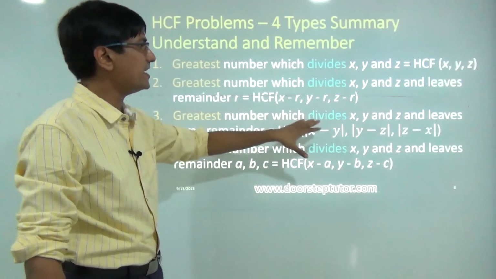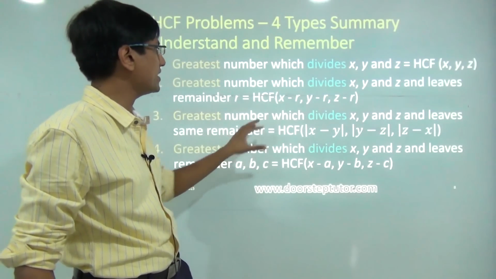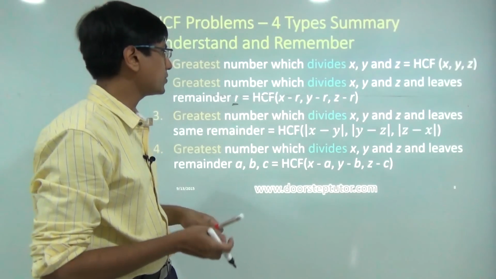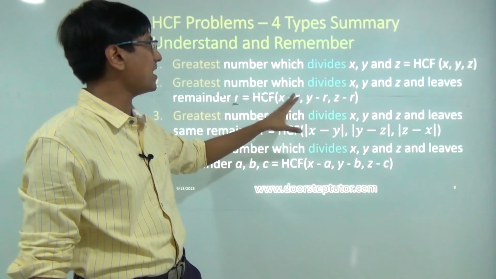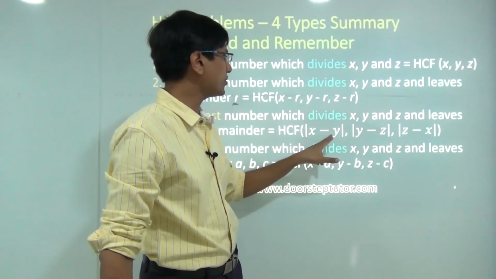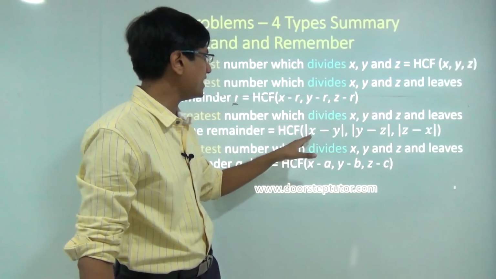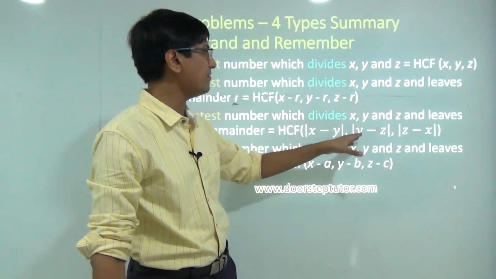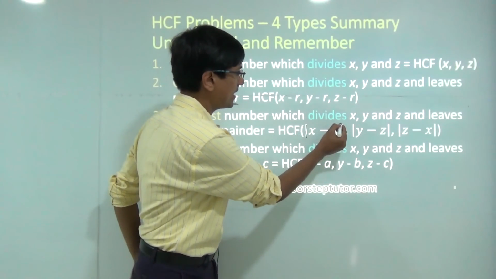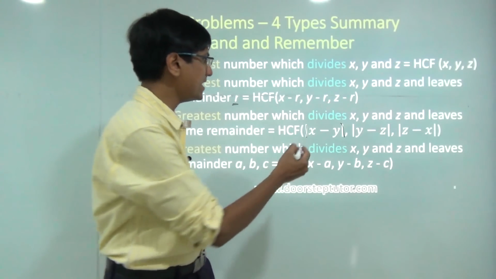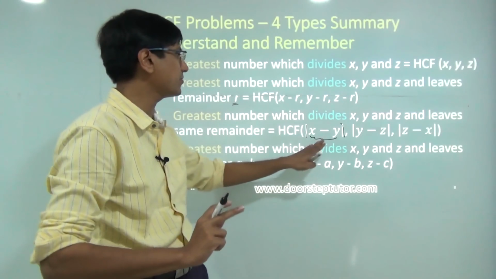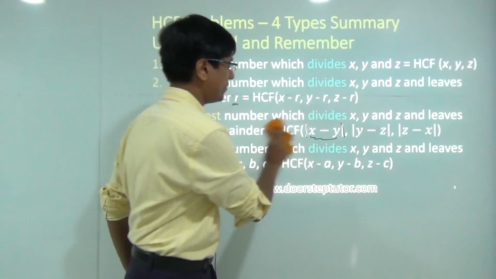Now the greatest number which divides x, y and z and leaves the same remainder, in this case the remainder r is not given to me. So I eliminate this remainder r by finding the consecutive differences between consecutive numbers. I find the HCF of the difference between x and y and z and x, and this sign is the absolute value sign, which tells me to ignore the minus. If the result is a negative number, I simply ignore the negative sign. That's all it's trying to tell me. Very simple.